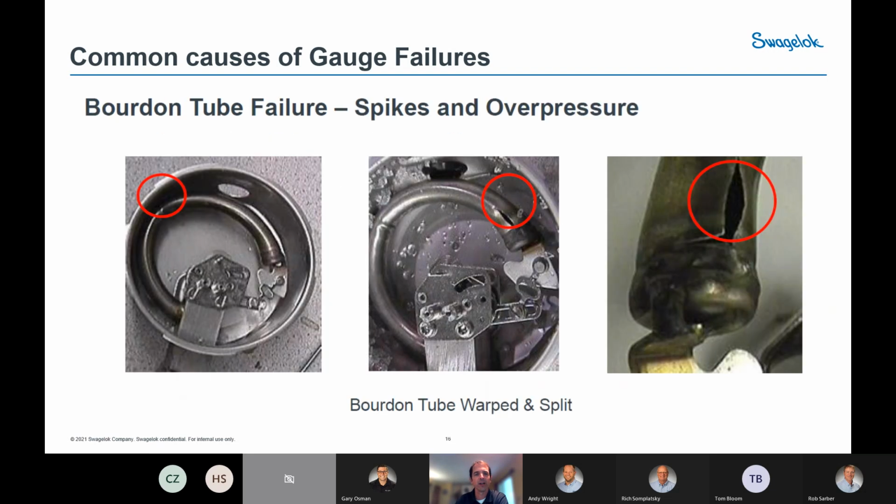And here are some examples from spikes and overpressurizing the gauge. On the left, you can see that the Bourdon tube here is actually completely misshapen. It doesn't match the curvature of the gauge case anymore. And you can also see where it's split on the end here, and then a more close-up picture of how the end of the tube is split.